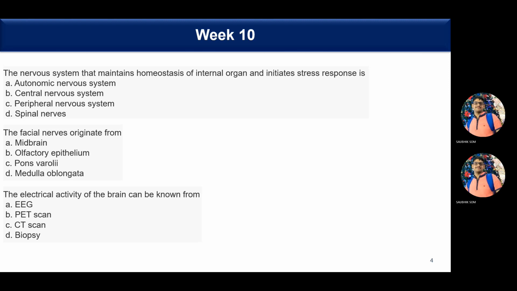The electrical activity of the brain can be known from EEG, PET scan, CT scan, or biopsy. The EEG full form is electroencephalograph. This is where you fit electrodes on your head and get the electrical activity of your brain. So the correct answer is EEG.